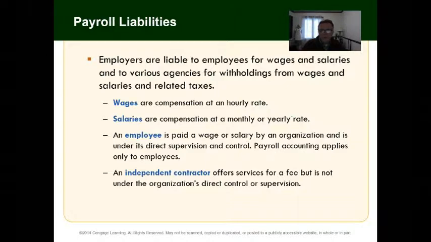An example of a payroll liability is hourly wages across all the hourly workers and their hours. That's a liability. Salaries, people who work for an annual salary, for example. An employee is paid a wage or salary by an organization that's under direct supervision. That's an example of a liability, as well as any independent contractors that you might have working for you. Their services, their fees, are considered payroll liability as well.